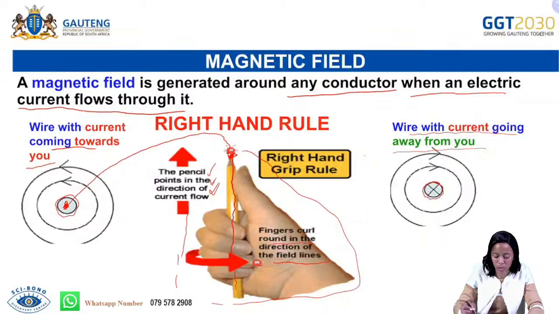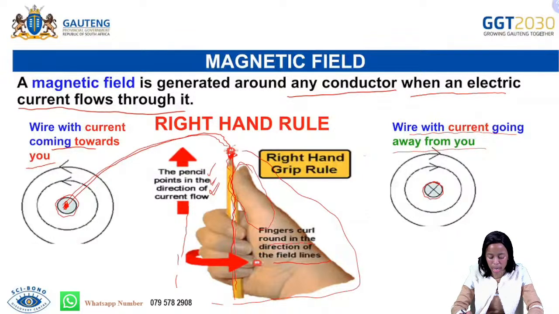Okay, then it says the fingers curl around in the direction of the field lines. So if the pencil is a conductor or a wire, this thumb is going to represent the direction of the current. And then at the top, we are going to represent the current that is going to come towards you.